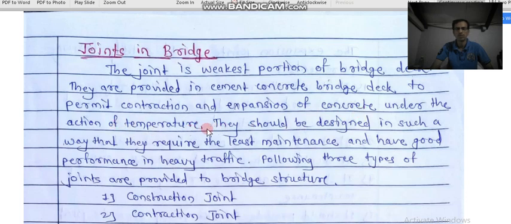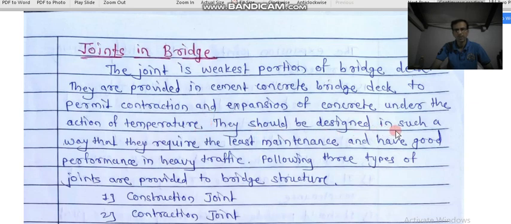All of you know that every structure is going to expand and contract because of the thermal changes in the atmosphere. Expansion and contraction is there in every structure. As every structure has this effect, a bridge also has such an effect, that is, expansion and contraction. Due to the thermal changes in the environment, there is expansion and contraction in the bridge deck also.